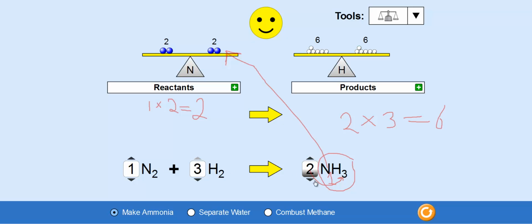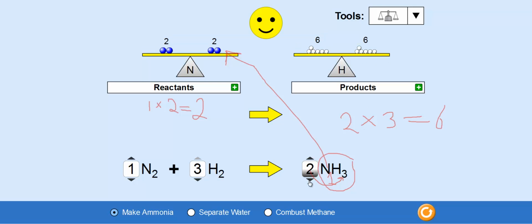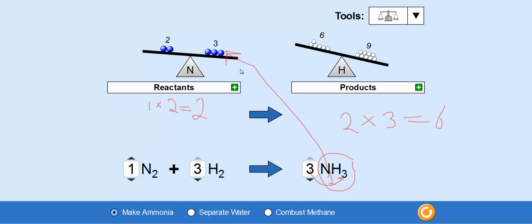Sometimes you can increase this, and now they became 9, so you can change this. As soon as you put a number, remember it changes both of them. If I increase it to 3, now the nitrogen is imbalanced as well. So the hydrogen is not balanced and the nitrogen is not balanced either.